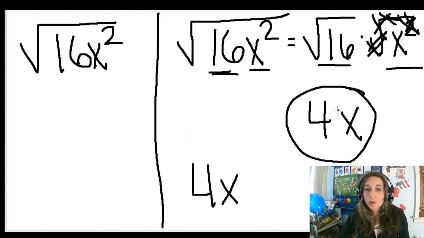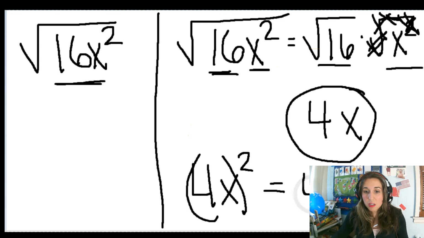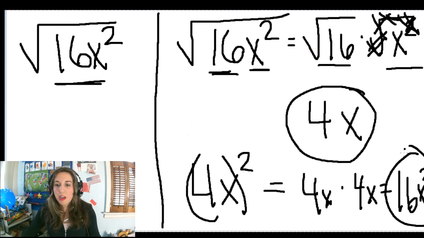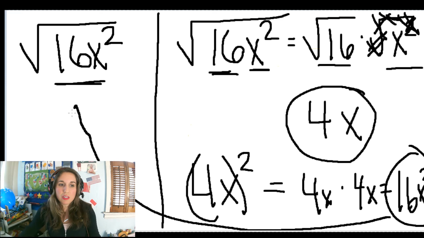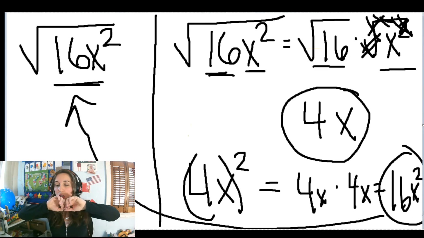So that means I need to make sure that 4x, quantity squared, gives me back my original 16x squared. So quantity 4x squared is 4x times 4x. 4 times 4 is 16, and x times x is x squared. So I did get back to my original 16x squared. Okay? So that's the first example I wanted to do for you guys, so you could sort of see how that played out, how I can use multiplication to break those things up, okay?